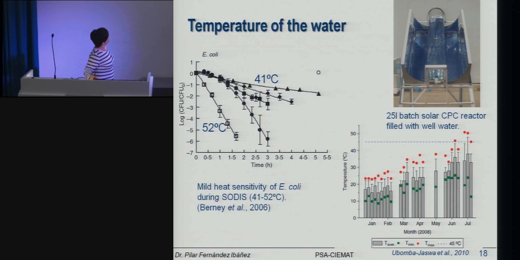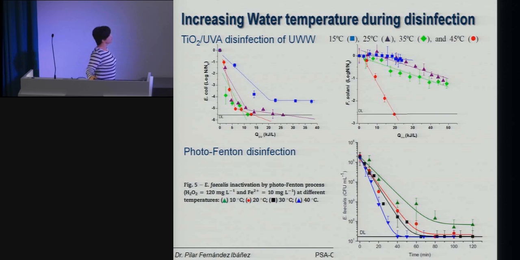Here you can see also that the temperature of the water can increase the velocity of disinfection for processes where we use photocatalysis with titanium dioxide particles, or we use mild conditions of photoconvective disinfection. In all cases, the higher the temperature, the higher the disinfection efficacy, which was expected, of course.